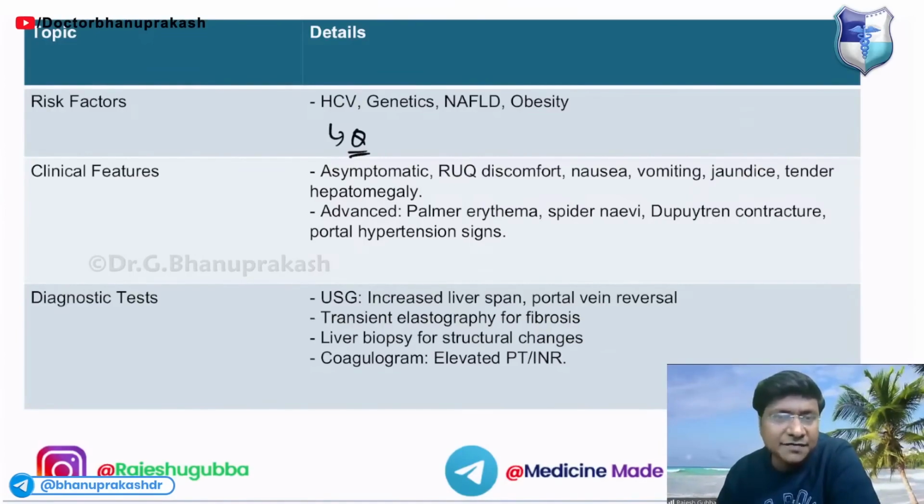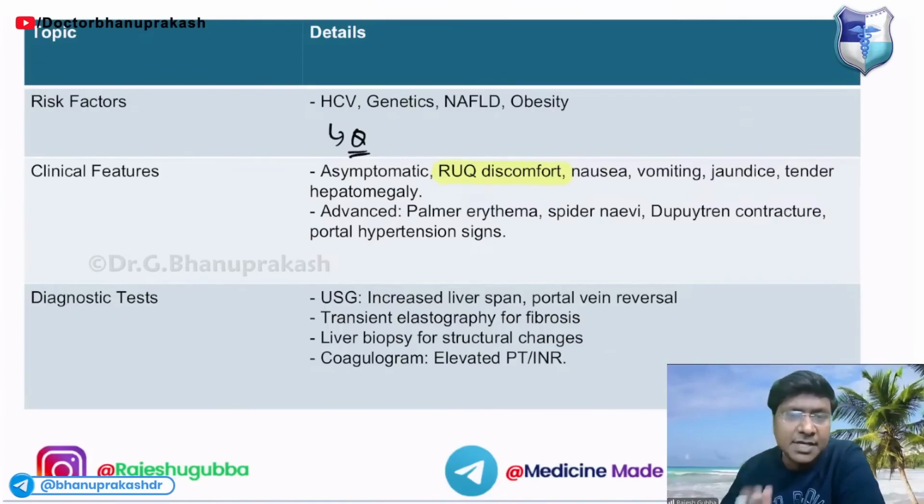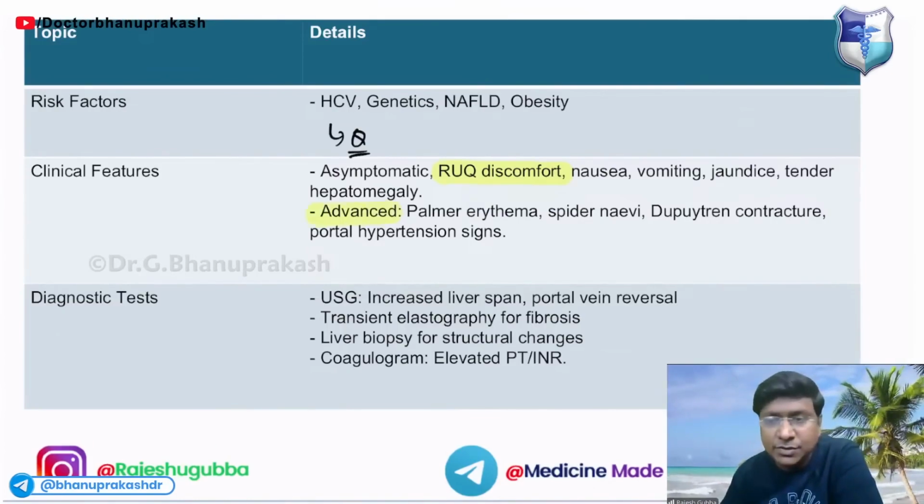Now, what will be the clinical features? Very simple to make out. Hepatitis, so there will be inflammation of the liver parenchyma. Thereby, this individual will be having right upper quadrant discomfort. And as the alcoholic hepatitis progresses, the individual will go into a state of alcoholic cirrhosis. That is when the individual will have palmar erythema, spider nevi, Dupuytren's contracture, and the features of portal hypertension will be there.